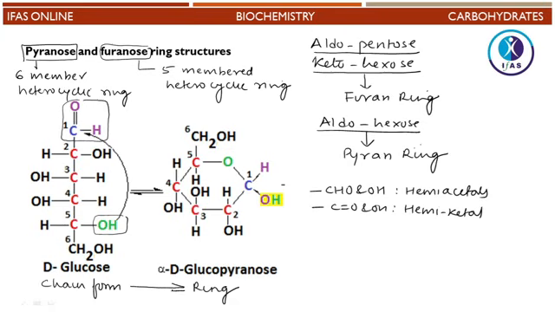Whether ring form would be favored or chain form would be favored depends upon which is thermodynamically more favorable. For example, if delta G0 value is negative, this means that comparatively the ring form of glucose is more favored as compared to chain form. You will find that 99% would be in this form and only 1% would be in a chain form.